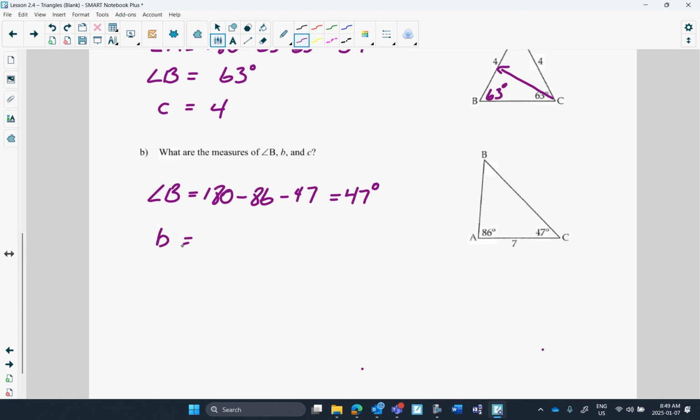Which is going to help us find little c especially. What's little b? 7. Because it's opposite angle B, and so it's given there. And because we know it's isosceles, what's little c going to be? 7 as well. Because if this is 47, the sides opposite automatically become equal.